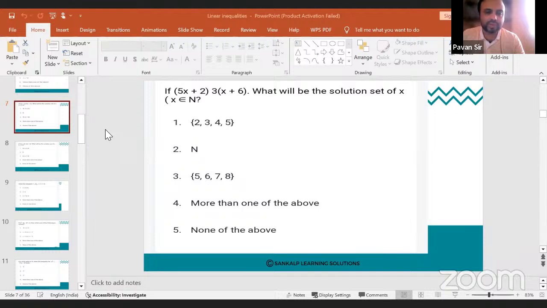Third one is the set 5, 6, 7, 8. Fourth is more than one of the above, and fifth option is none of the above. Please try to give the answer for this.